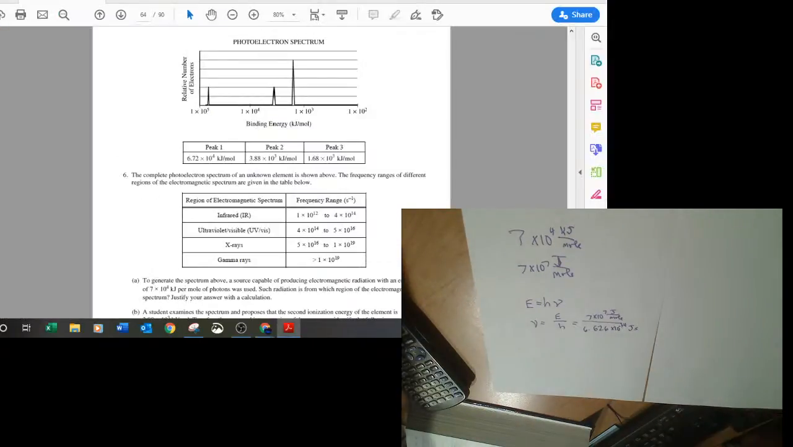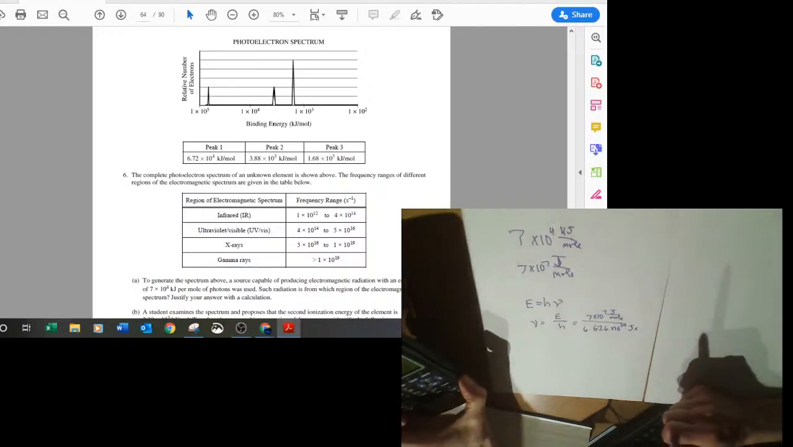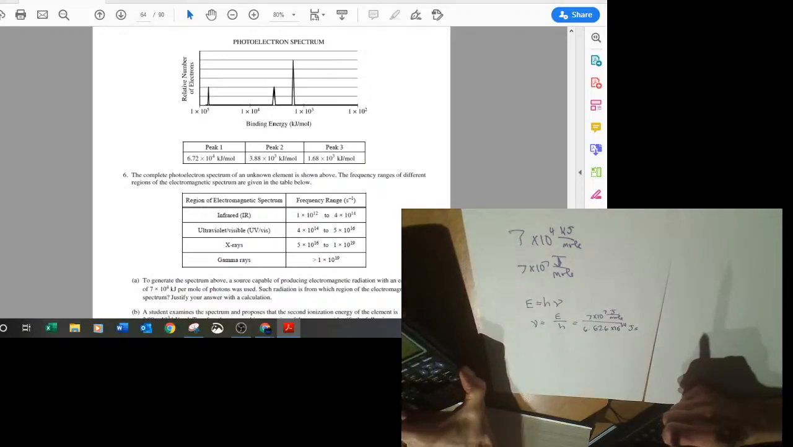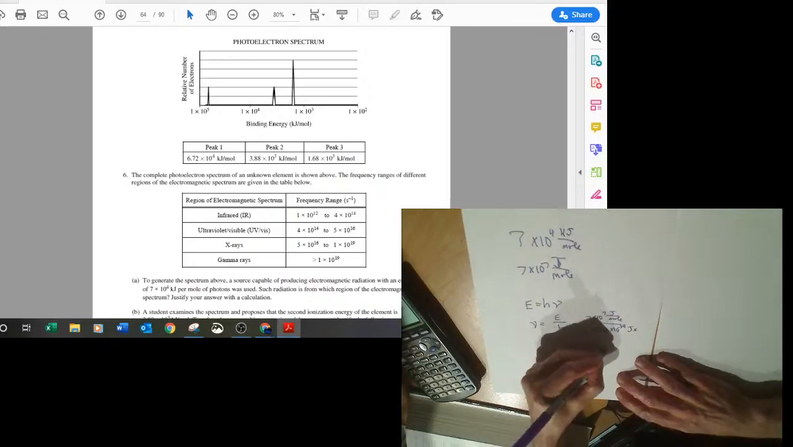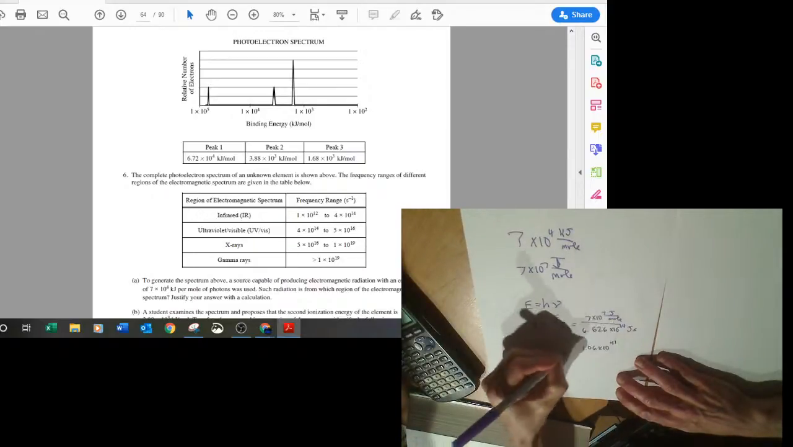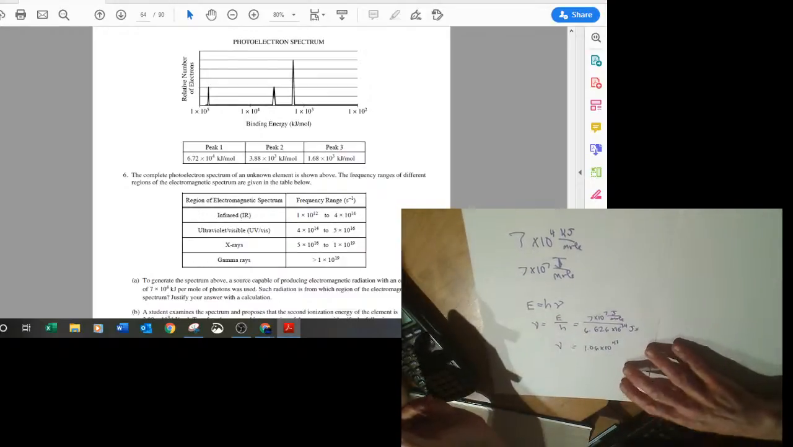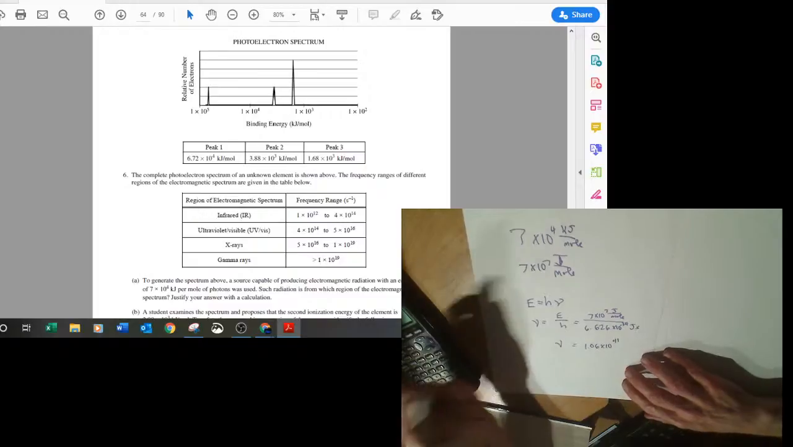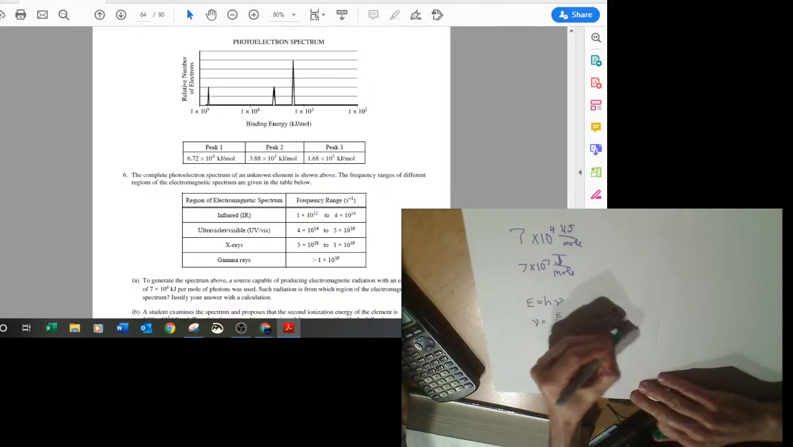Alright, now if we run this out and we do the math, we get 1.06 times 10 to the 41st. Now, the important thing here, the thing that I want you to notice, is that our units aren't right. The problem is we've canceled all joules.